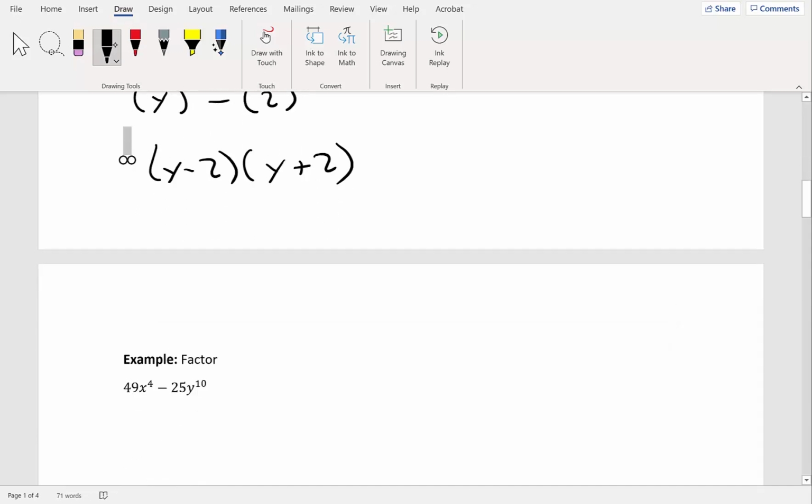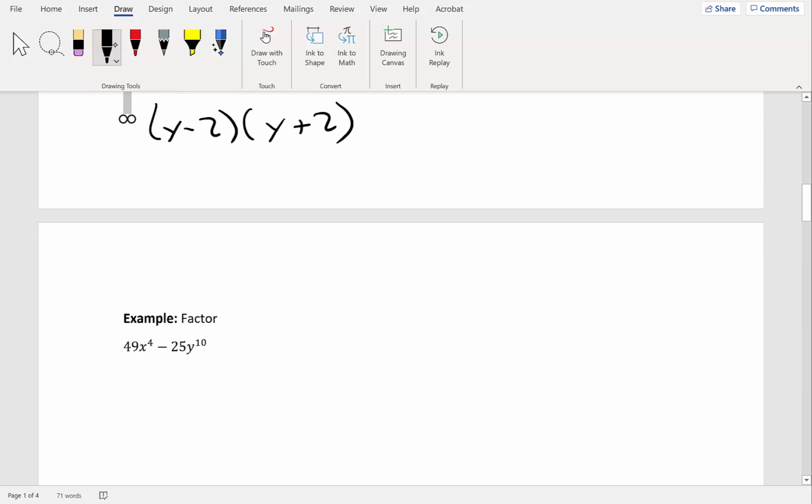Let's take a look at another one. Factor 49x to the 4th minus 25y to the 10th. This one is a little more difficult to rewrite in that form. I want to rewrite this as something squared minus some other term squared. Take a look at 49. Can we rewrite 49 as something raised to the second power? You sure can: 7 squared. Now for x to the fourth, a little trick you can use is to divide the 4 by 2, and we get 2. So if I put x squared inside the parentheses, this will work out, because 7x squared times 7x squared gives me 49x to the fourth.